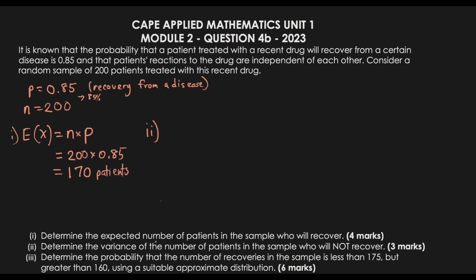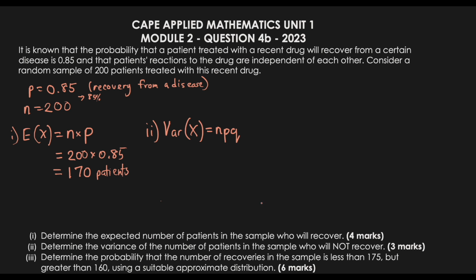So they want us to determine the variance of the number of patients in a sample that will not recover. Now, when it comes to variance, the variance always surrounds the mean. And when it comes to the variance in probability for binomial distributions, the formula for that is usually NPQ. So N multiplied by P multiplied by Q.